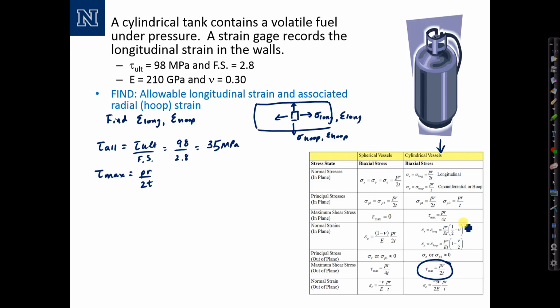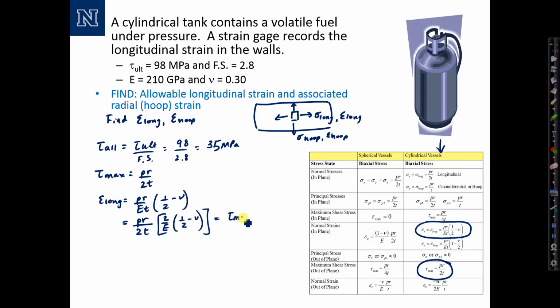Now let's relate that to the strains. Normal strains in the plane of the walls, epsilon longitudinal, we'll start with that one, and that's the one that's recorded with strain gauge. Epsilon longitudinal equals PR over ET times 1/2 minus nu. Okay, I want to relate this to tau max so that I can simplify my calculations. And I can do that by simply rewriting this equation a little bit. I'll multiply top and bottom by 2. So I have a 2 on top, 2 on the bottom. I'll bring the E over here. 1/2 minus nu.